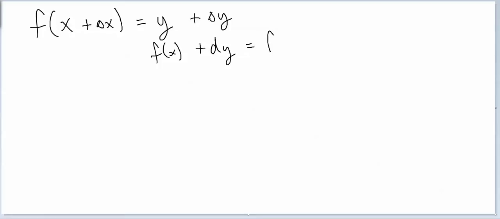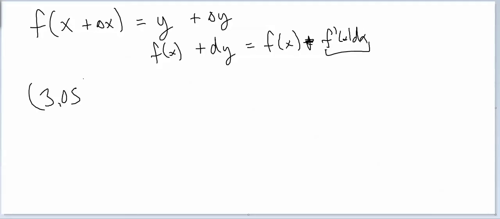And then by definition, we are regarding dy as f prime of x dx. That's our small little change. So just for another example, let's say that we're going to take 3.05 and we're going to cube it. I'm going to take 3.05 and cube it, and I want to see what the value is.